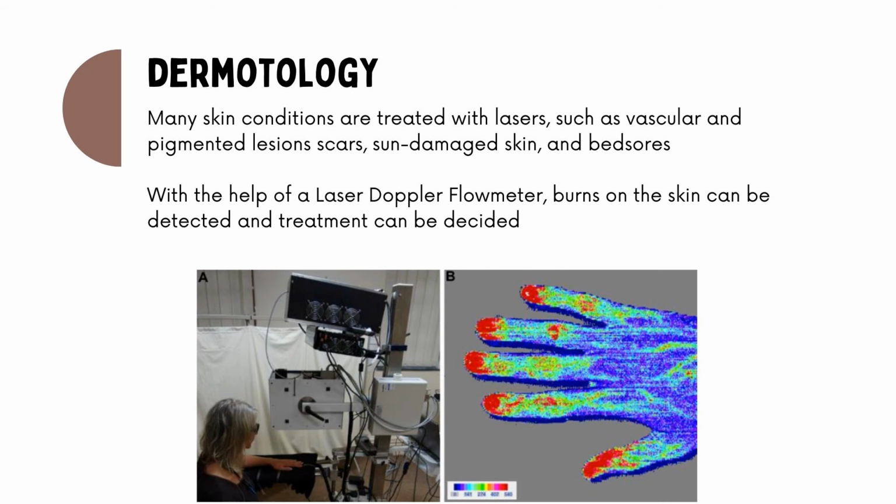In dermatology, many skin conditions are treated with lasers, such as vascular and pigmented lesions, scars, sun-damaged skin, and bedsores. For example, with the help of a laser Doppler flow meter, burns on the skin can be detected and treatment can be decided. With this device, the movement of red blood cells in the vessels can be observed. The light is reflected by the red blood cells. Thus, a change of frequency can be seen with the Doppler effect. Since it can also be used as a non-invasive method, it provides many advantages.